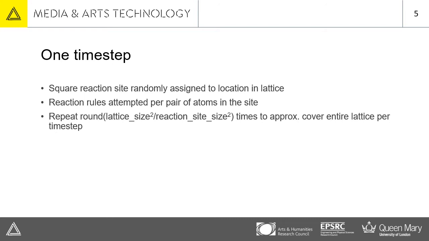The artificial chemistry is time evolved by randomly assigning a square reaction site to a location in the lattice. Each time this happens, every reaction rule is attempted per pair of atoms in the reaction site. This entire process then repeats enough times so that the entire lattice is covered per time step.